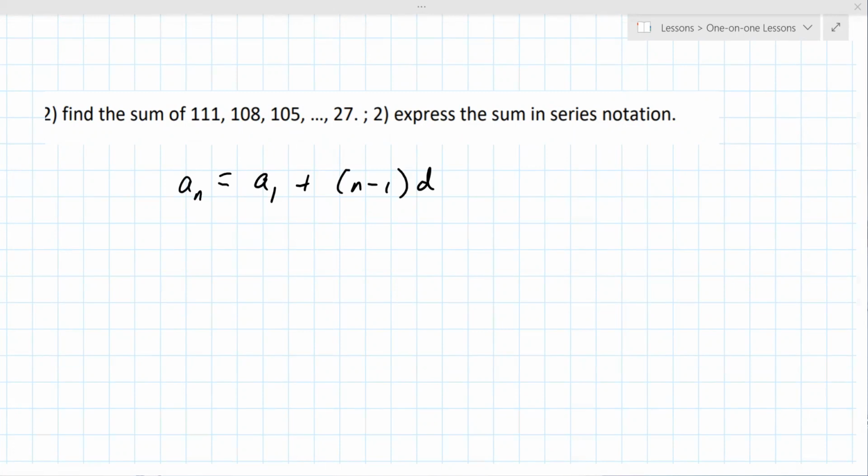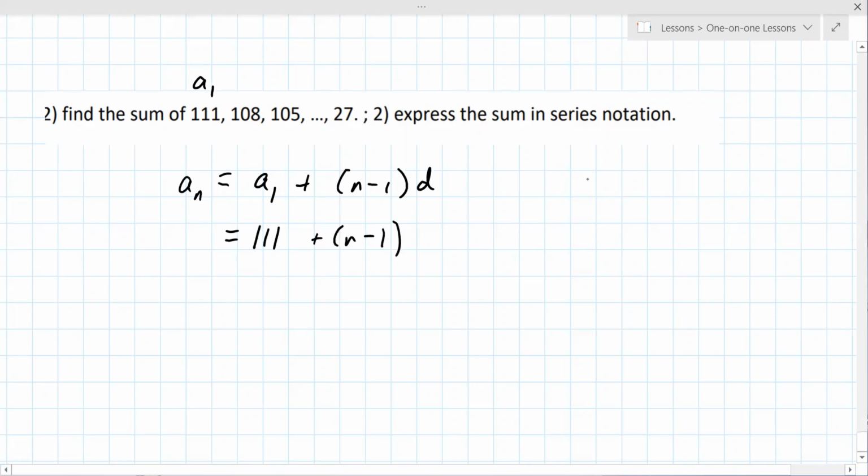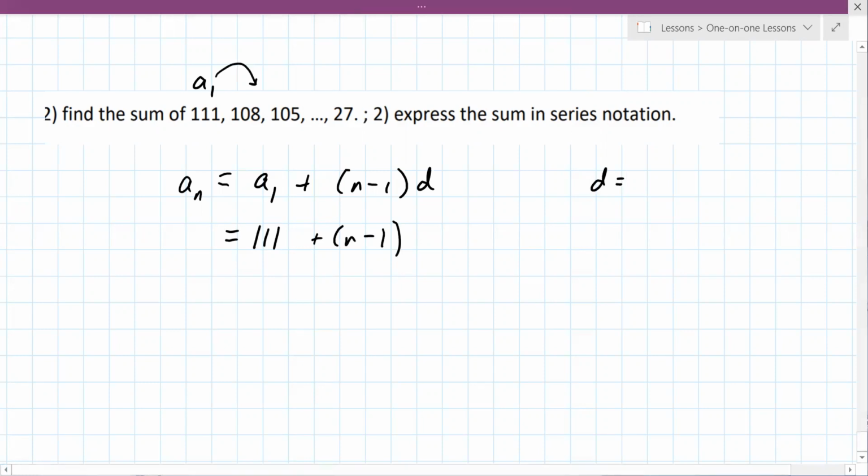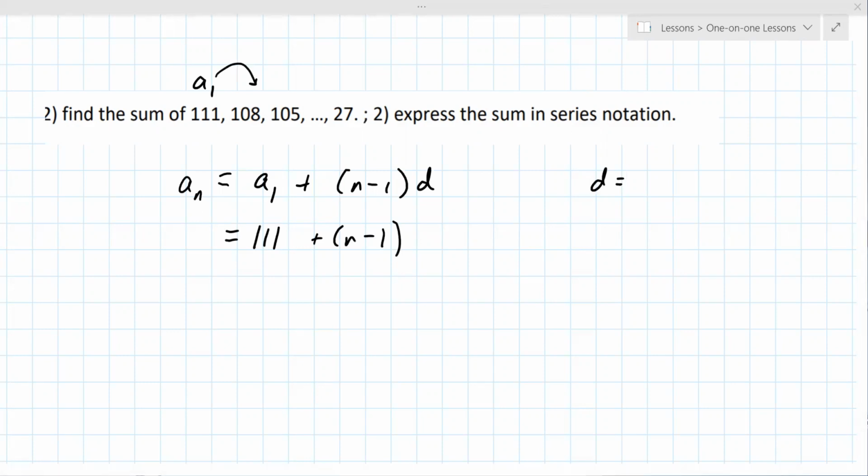Okay, so a1 is your starting term, right? It's your first term. So 111. Yep. Your d is your common difference. So you can calculate it: 111 minus 108. Okay, so just 3. Right? Yes, negative 3. I'm sorry. Yeah, negative 3. Okay. Yes, d is negative 3.